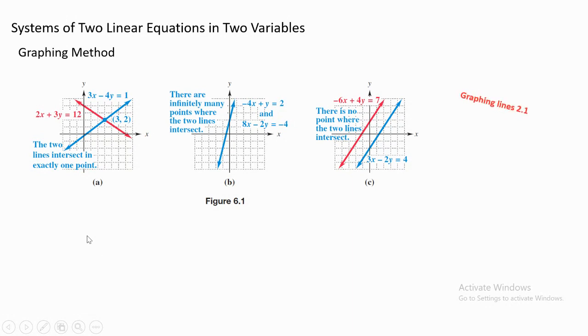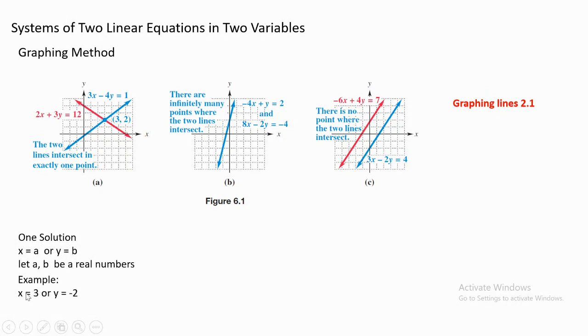Okay? So for example, here on A, one solution means when you're solving the system, if you get something like x equals a or y equals b, and you let a, b be real numbers, then that means it's going to be one solution. I'll show you an example when we're solving by the elimination method or by substitution. For example, if you get something like x equals 3 or y equals -2, it means you have one solution.